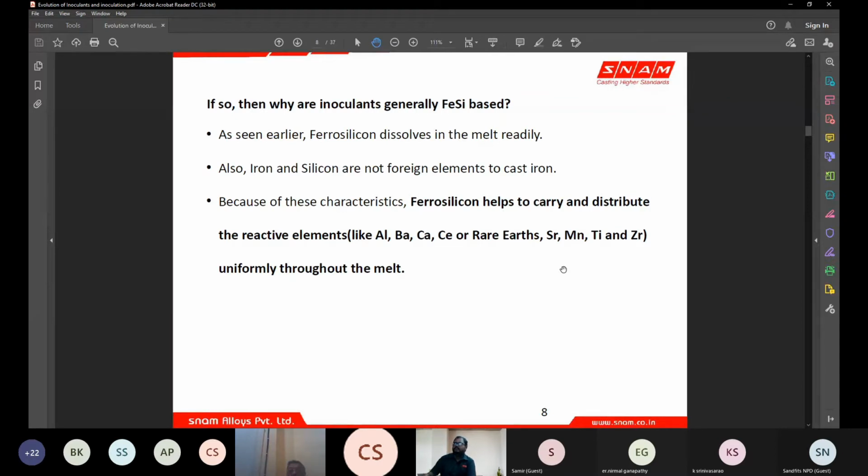When we go into the mechanism of inoculation happening, we'll come to know the importance of silicon. Then we'll be understanding why ferrosilicon alone is not sufficient, or we can come to understand why ferrosilicon, or silicon, is important in the inoculation process.